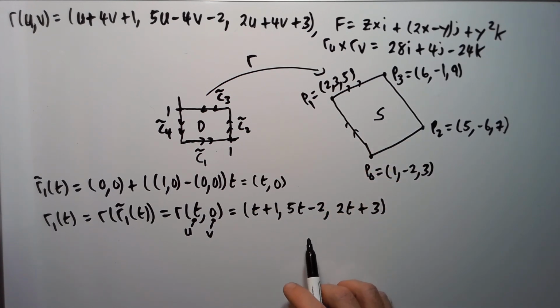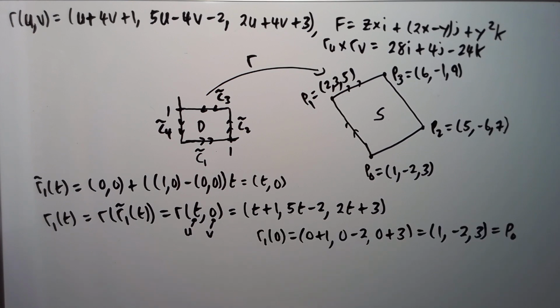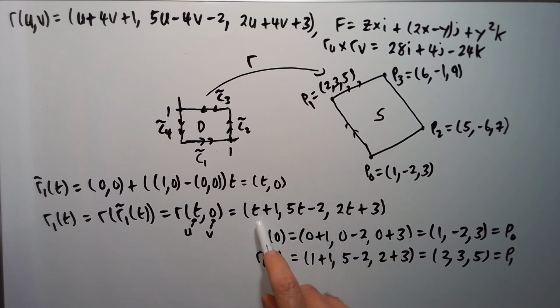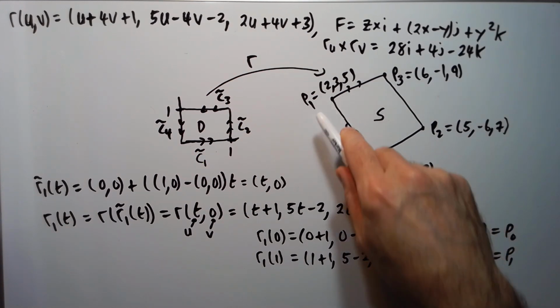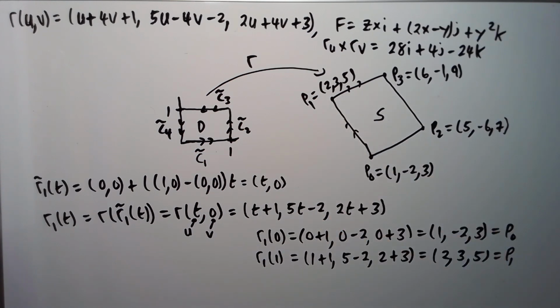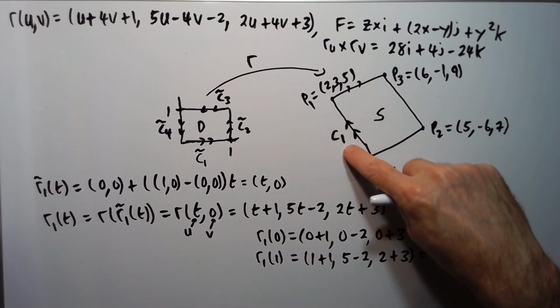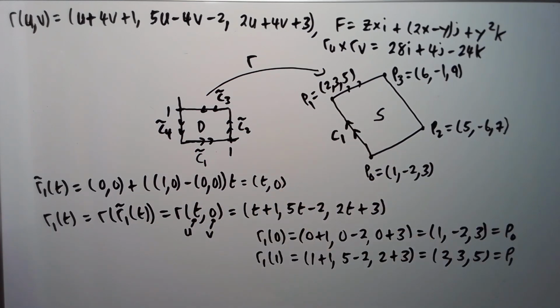Let's figure out what part of the boundary we've gotten here. So let's look at R at time 0 and time 1. I put 0 in place of t here, here, and here, and it ended up being 1, negative 2, 3, which is my P0 point. Now let's put 1 in place of t. Putting 1 in place of t here, here, and here, we end up with 2, 3, 5, which is my P1. So therefore, our R1 is going from P0 to P1. So let's call that C1 up here. So I put my C1 here, and R1 is a parameterization of C1.